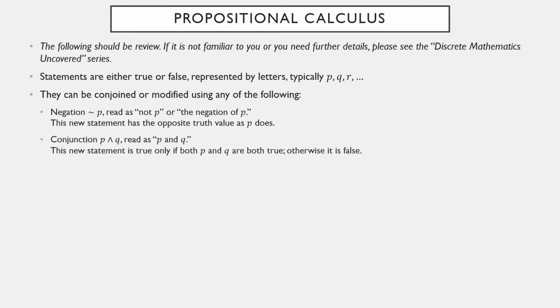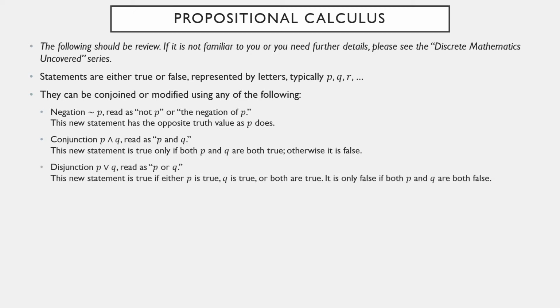We can conjoin two statements with an and, either as a word or a symbol, and this new statement can only be true if both of its individual arguments are true. If either one of them is false, then this conjunction is false. We can also disjoin or use the word or, and this statement is true if either one of the two statements is true. If both of them are false, then this new disjunction is false.